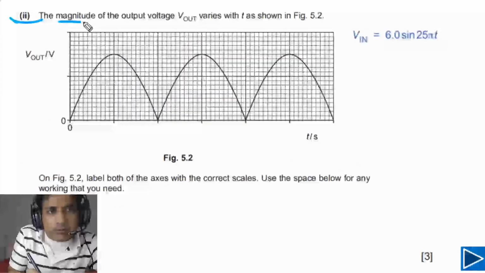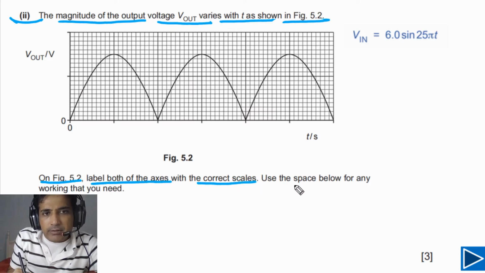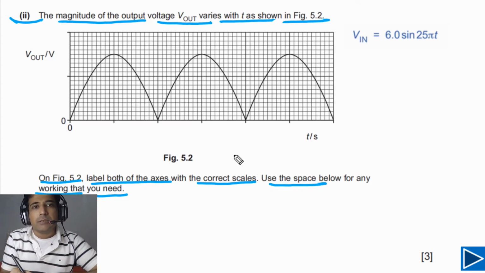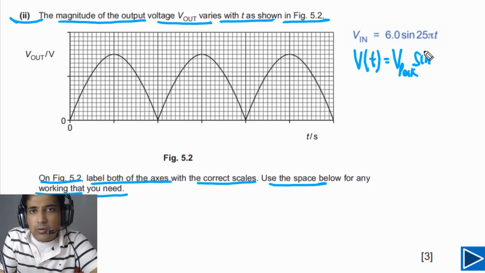For part 2, it is given to us that the magnitude of the output voltage Vout varies with time t as shown in figure 5.2. On figure 5.2, we need to label both of the axes with the correct scales. Use the space below for any working that you need. For this question, it is given to us V in is equal to 6.0 sine of 25 pi t. Now, if we compare this with the general equation, we can write V as a function of t equal to V peak, or simply V naught, sine of omega t.